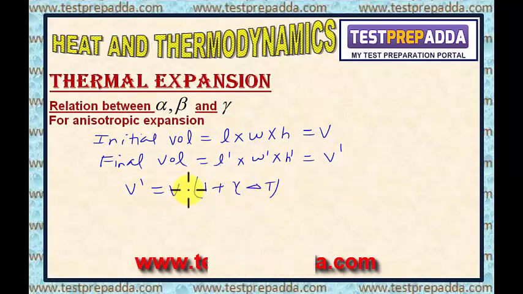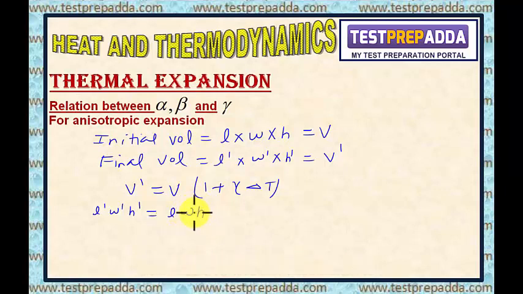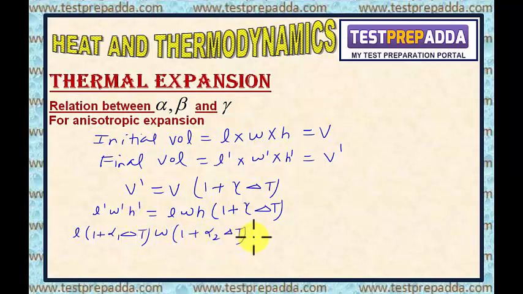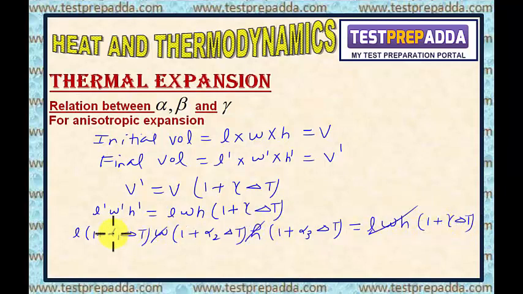Now substitute all the values. Here I will write L dash W dash H dash is equal to L W H into 1 plus gamma delta T. This L dash is L into 1 plus alpha 1 delta T. This W dash is equal to W into 1 plus alpha 2 delta T. And this H dash is H into 1 plus alpha 3 delta T. And that is equated with L into W into H into 1 plus gamma delta T. This will get cancelled here.